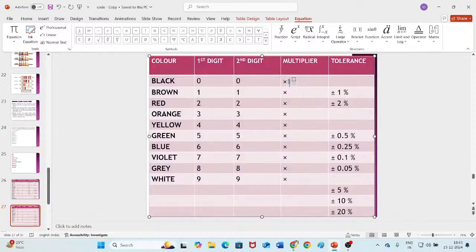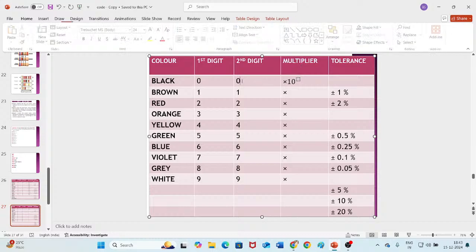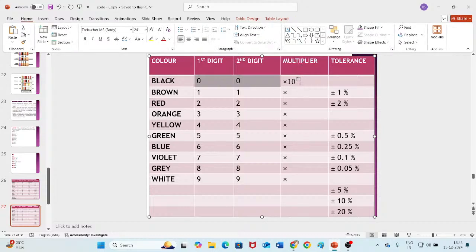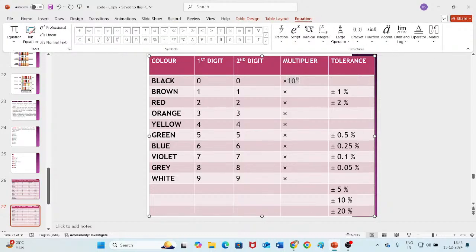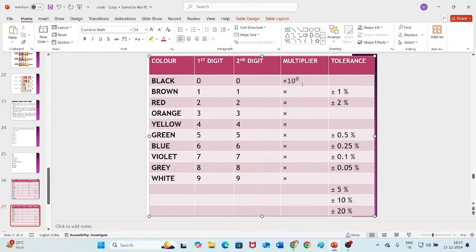So here I'm going to write 10 to the power of, multiply. It's a multiply. 10 to the power of what? What is our digit 1, digit 2 value? 0. So 10 to the power of 0. How much is 10 to the power of 0? 10 to the power of 0 is 1.